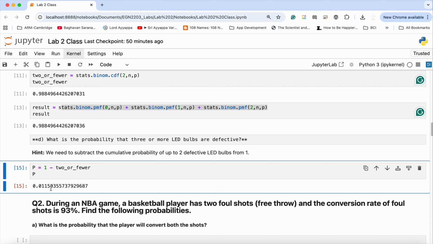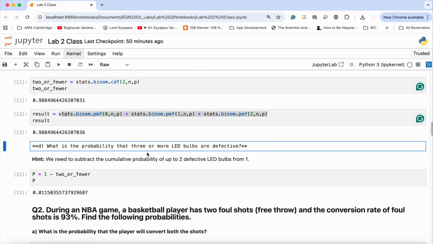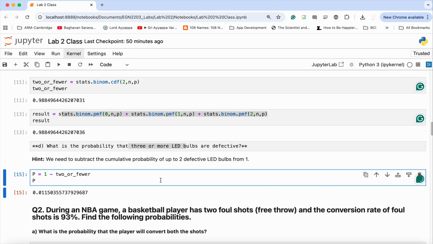So you can see here that the cumulative function allows us to solve two different ranges: one is up to a particular value, or from a particular value and beyond. If I say 2 or fewer LED bulbs, that means it's 0, 1, 2, so cumulative up to 2. If I want 3 or more LED bulbs, that means it is 1 minus the cumulative of 0 to 2.